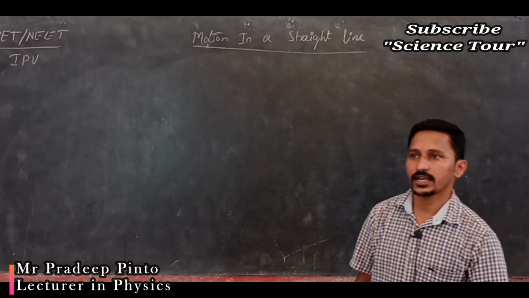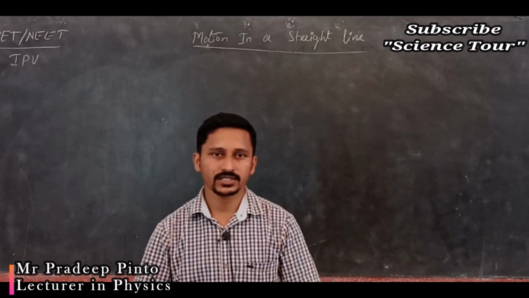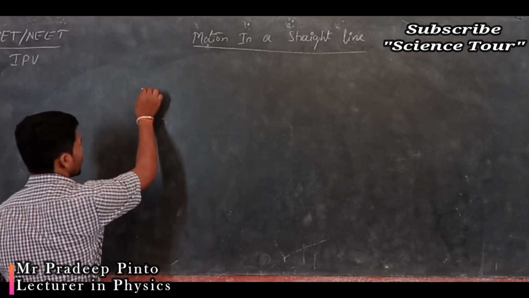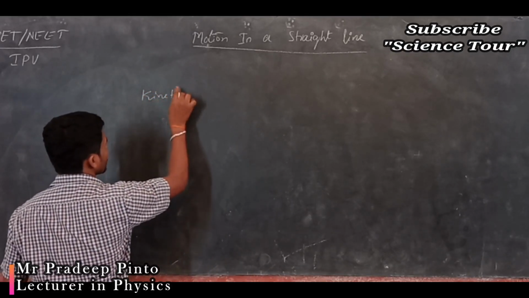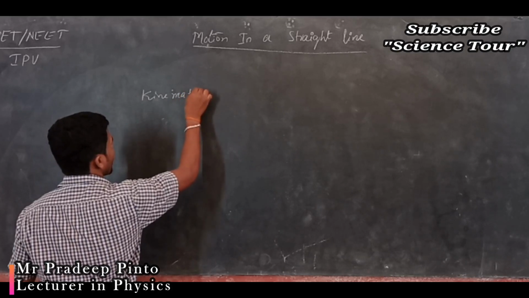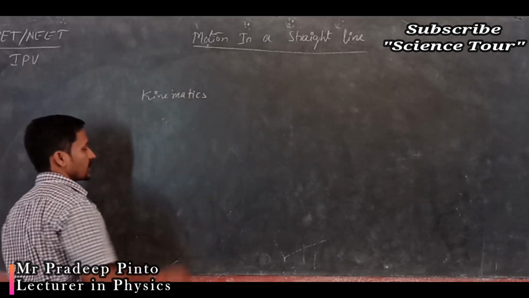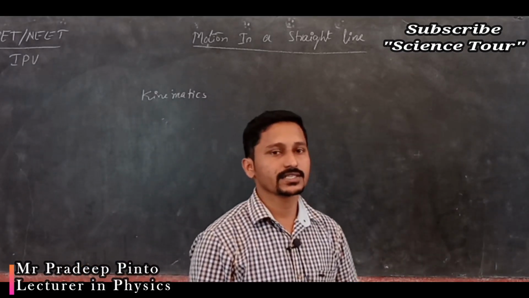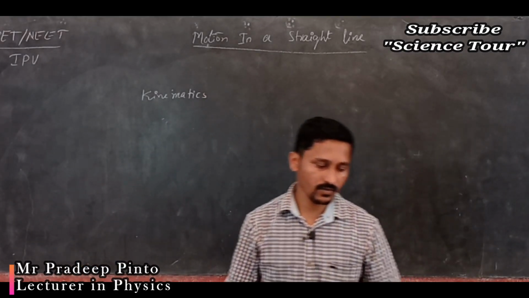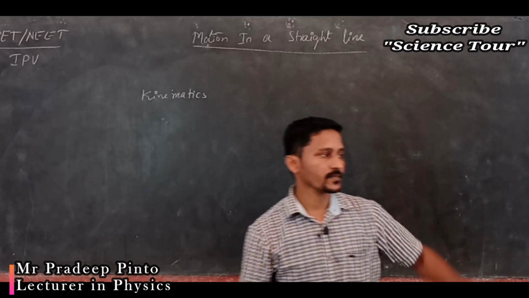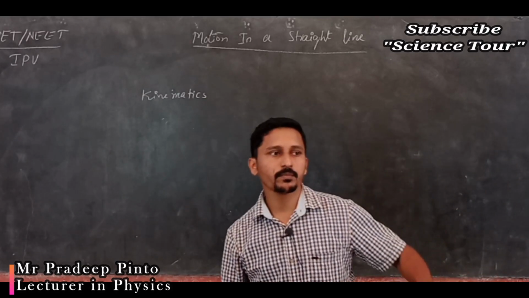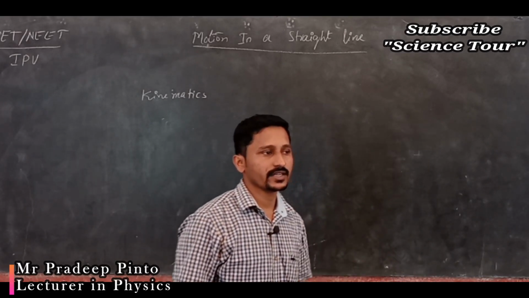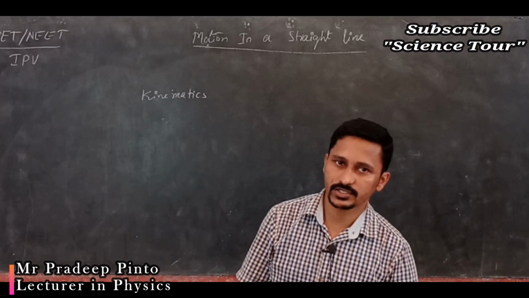Now, motion in a straight line, what are we going to study? We are going to study three topics: kinematics, dynamics and statics. Actually, we are going to study about kinematics. Kinematics means nothing but the motion of the object without considering the cause of motion. What is the cause of motion? Now, one object is there, I am going to push it. Who is the cause? That pushing force is the cause. We are not going to study about that. Without considering that force, you are going to study the motion of the object.